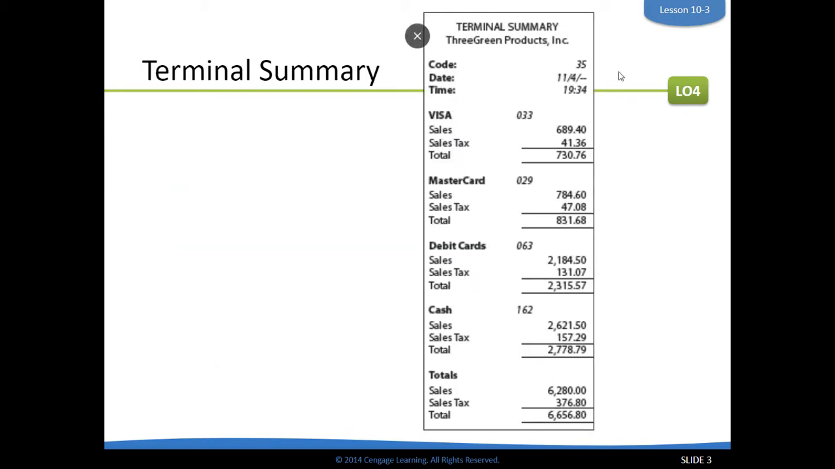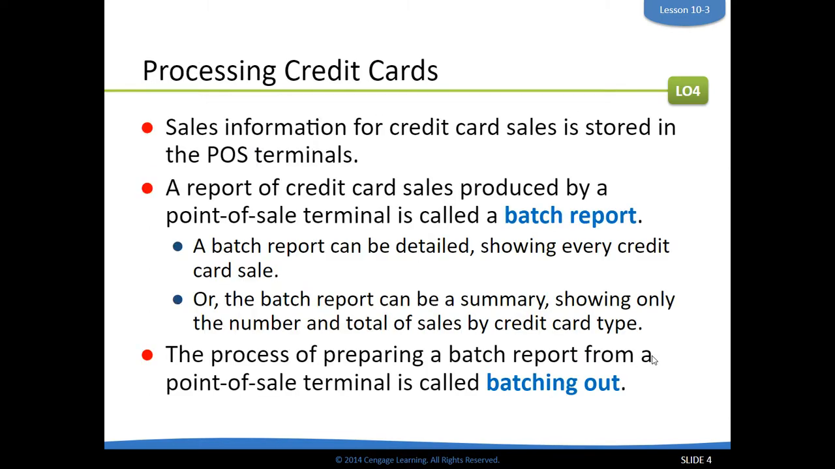This is a look at a terminal summary that summarizes all the sales from the day. It lists our specific credit card sales, our debit card sales, and then our cash sales and total sales.